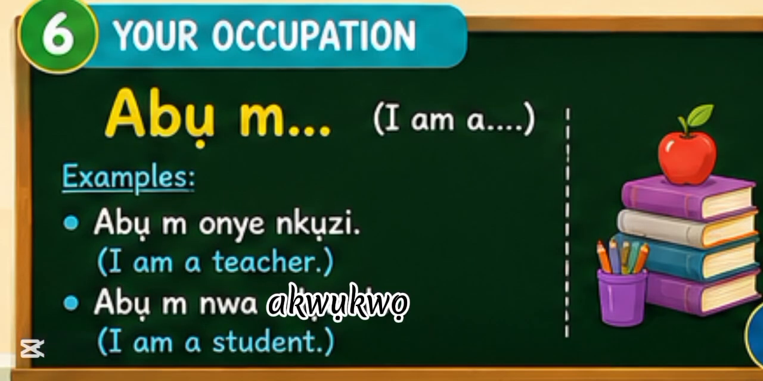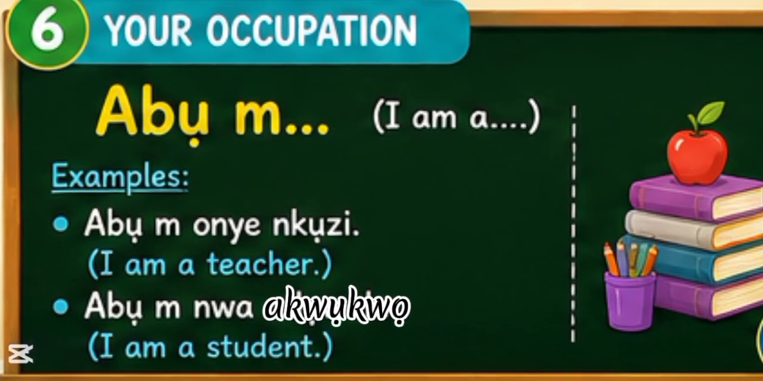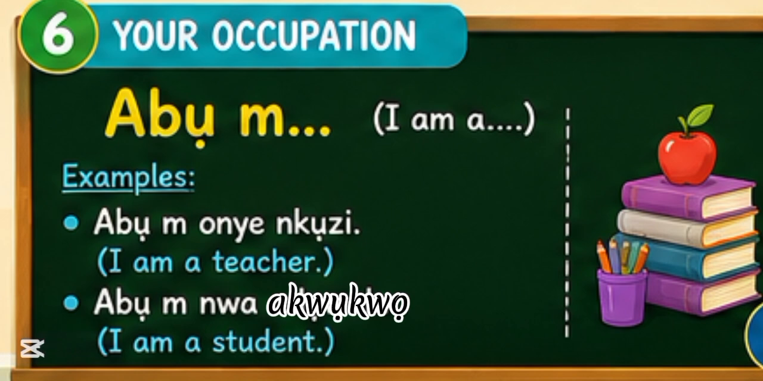Occupation, yeah, occupation. Abụ m, then you put any occupation. You can say something like, Abụ m onye nkuzi, I am a teacher. Abụ m nwa akwụkwọ, I am a student. We'll look at that critically in a subsequent video.